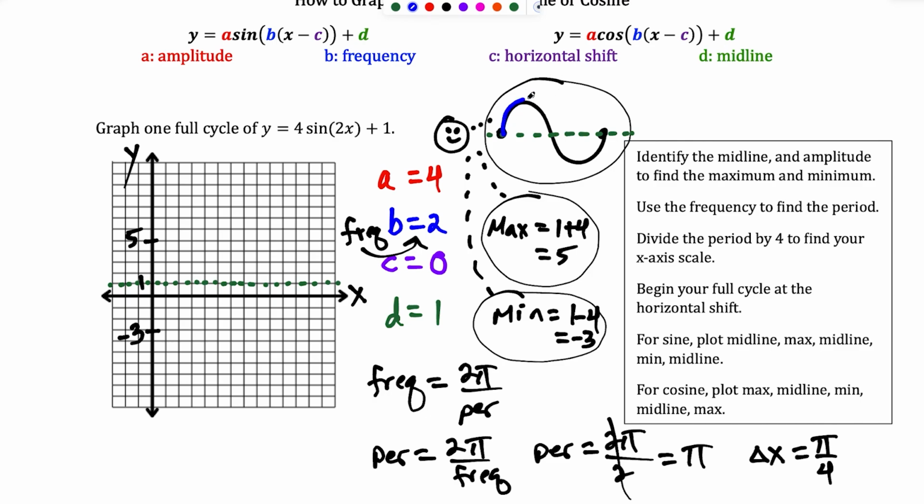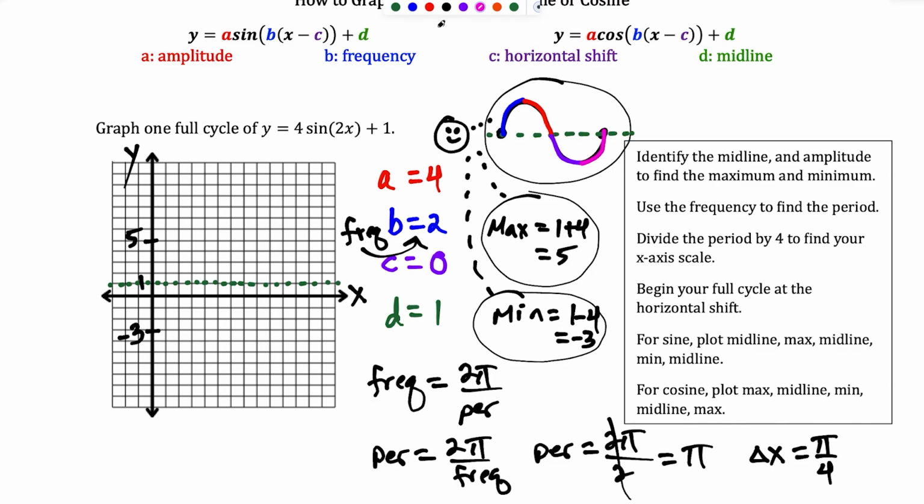So this section over here would be first, going from the midline to the max. And then the section going from the maximum to the midline is the second section. The third would be the midline to the minimum, and finally the last would be the minimum back to the midline. Okay, so that's why we're dividing it by 4.